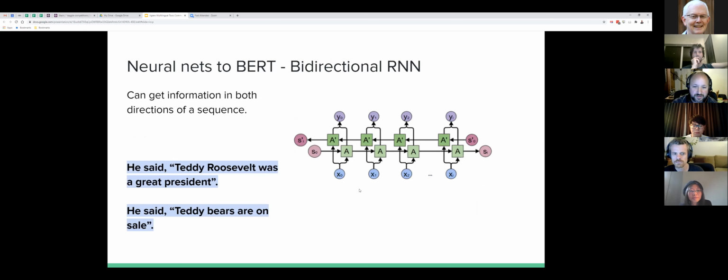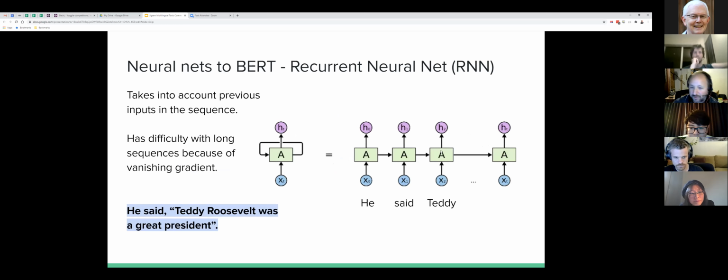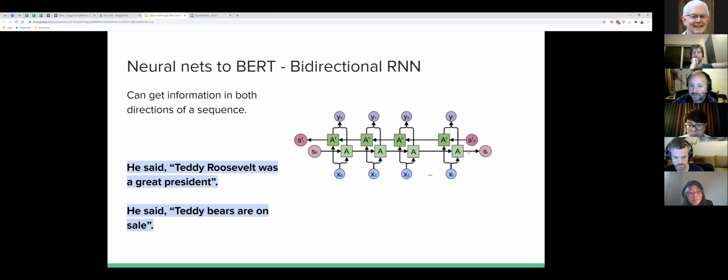And then, of course, you can basically do one of these things that goes in both directions at the same time. An example of that is a bidirectional recurrent neural network, which can get information in both directions of a sequence. So this is basically the same as what I showed here, but there's one going in this direction, and then with the bidirectional recurrent neural network, you've got one going in the opposite direction too.